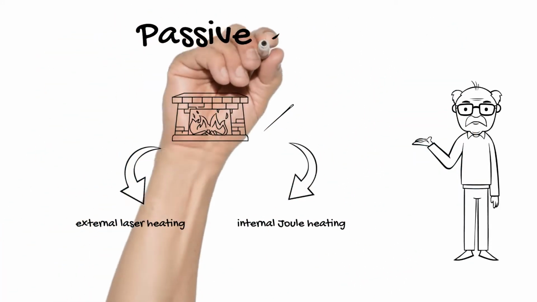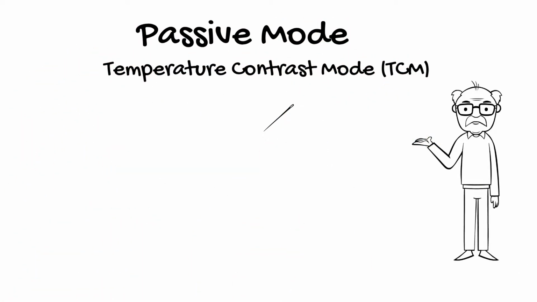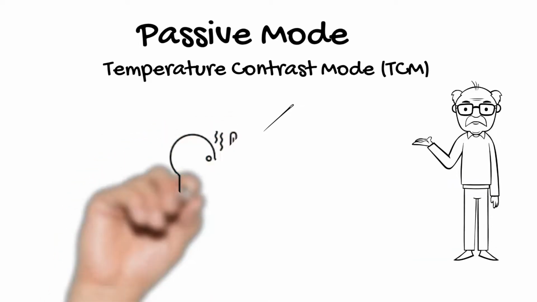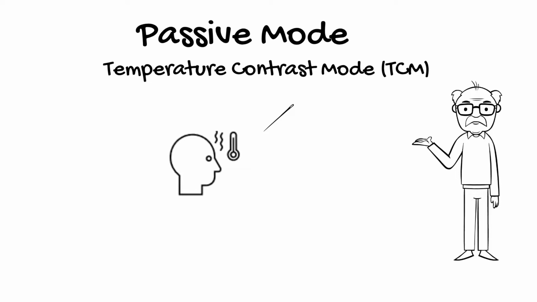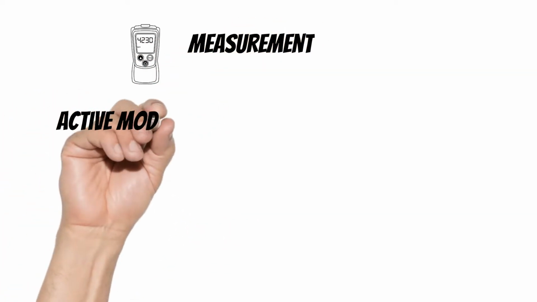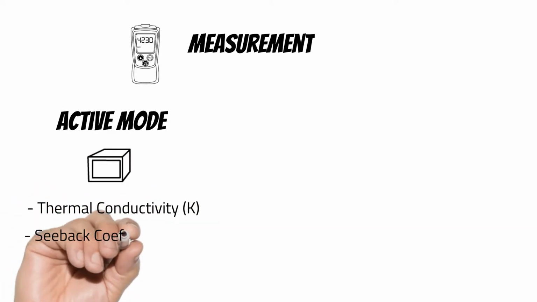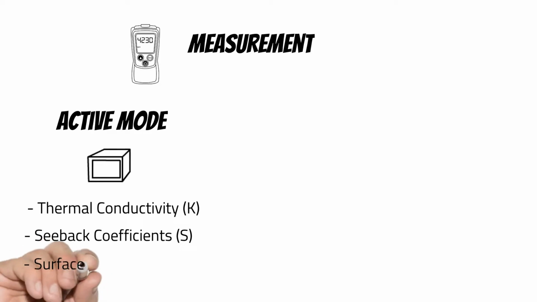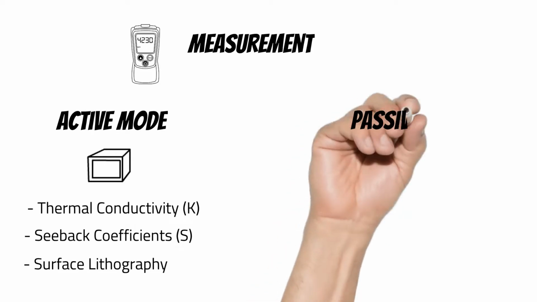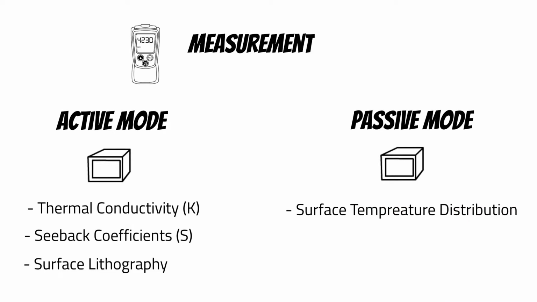In the passive mode, which is also called temperature contrast mode, or TCM for short, the probe acts like a temperature sensor with minimal heating power dissipated. These two modes also differ in measurement. In the active mode, it's useful when the sample's thermal conductivity K or Seebeck coefficient is desired, and also to perform surface lithography using special high temperature techniques. While in the passive mode, it's useful to measure and analyze the surface temperature distribution.